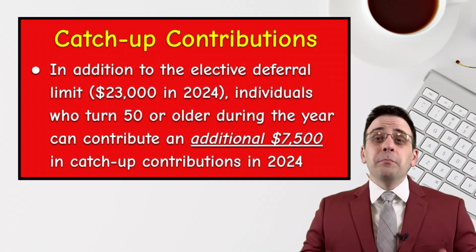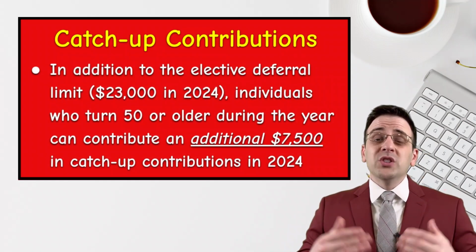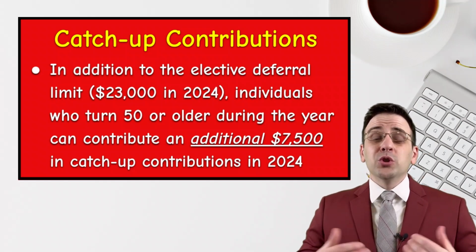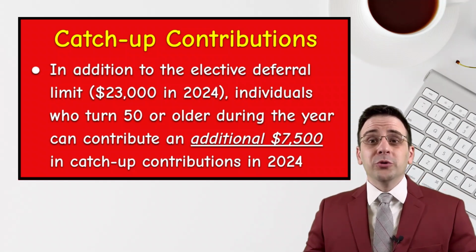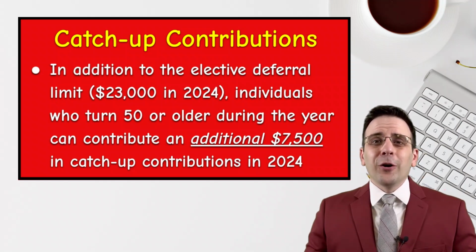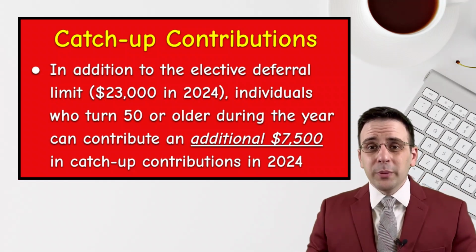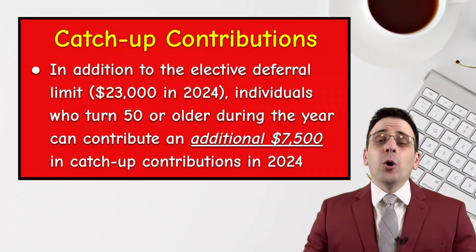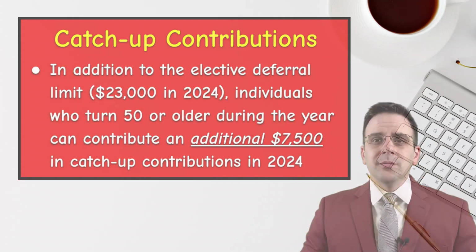In addition to the basic elective deferral, which is limited to $23,000, individuals who turn age 50 or older during the year can defer an additional amount of $7,500 into their traditional retirement accounts for 2024. This amount is called a catch-up contribution.